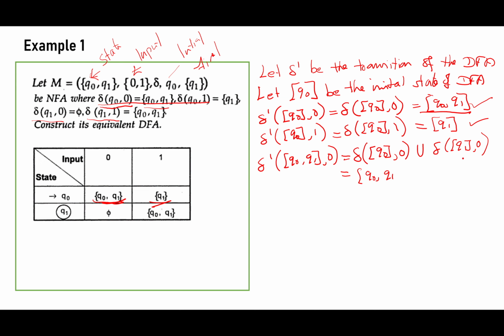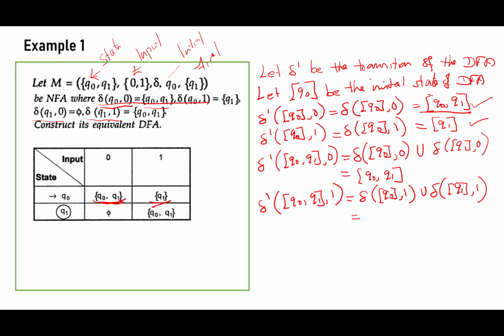Then what is Q1 comma 0? It is null. So only Q naught Q1. The next we have to check for the input symbol 1. So delta dash of Q naught Q1 comma 1 can be written as delta of Q naught comma 1 union delta of Q1 comma 1.